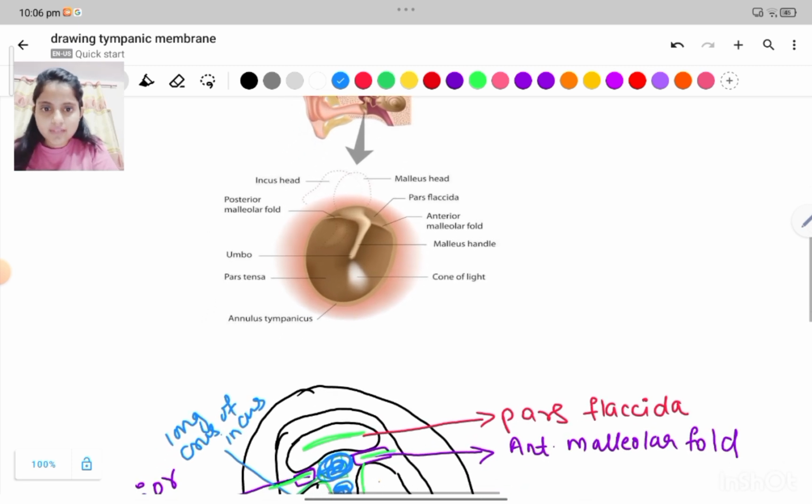So this is the tympanic membrane. We can see this handle of malleus, anterior malleolar fold, posterior malleolar fold. This is the pars flaccida, umbo. Here is the lateral process of the malleus. This is the pars tensa. We can see the cone of light and annulus tympanicus.